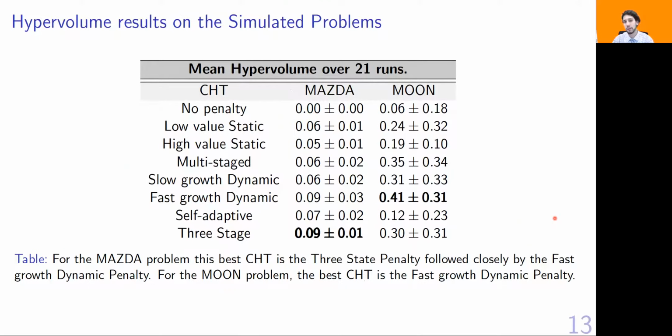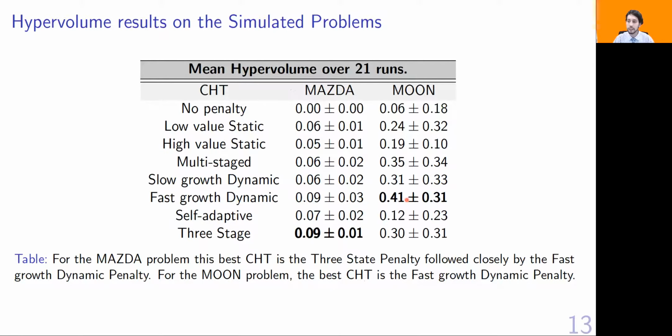Then we move to the simulated problems. Again, we have the mean hypervolume of over 21 runs. We again evaluate MOED with no penalty with the 7 different CHTs we talked about before. In the Mazda problem, we can see that most algorithms did not go to hypervolume, but the three-stage that we proposed was the one with the best results so far. And although it was good for the moon problem, the best one in this case was the fast-growing dynamics.